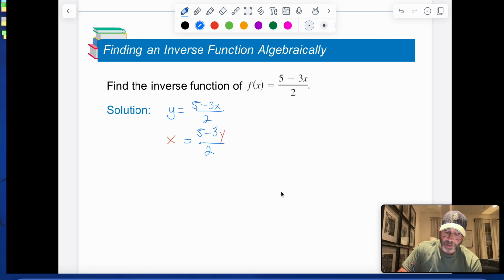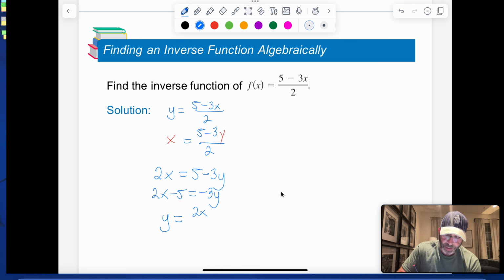So we're going to solve for y. That means that this will be 2x is equal to 5 minus 3y. We're going to subtract 5. We get 2x minus 5 is equal to negative 3y. We're going to divide by negative 3. We get y is equal to 2x minus 5 over negative 3.